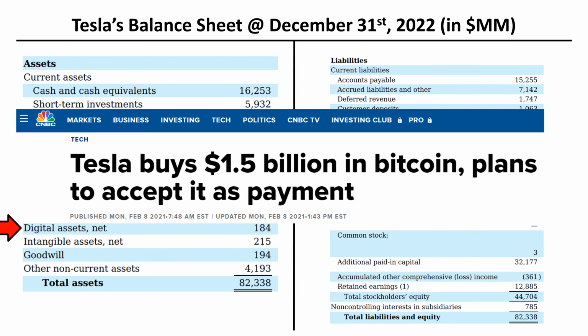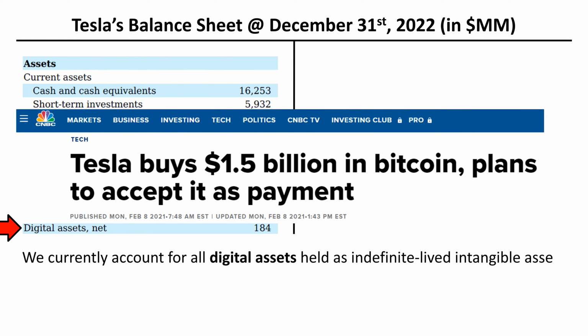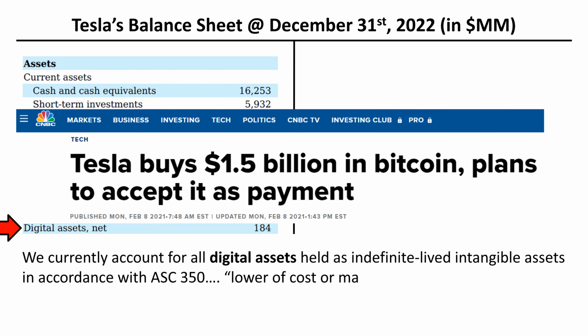So why are the remaining Bitcoins all the way down the balance sheet in non-current assets? Shouldn't they be in cash equivalents or short-term investments? The summary of significant accounting policies in the notes to the financial statements clarifies this. Tesla states, "We currently account for all digital assets held as indefinite-lived intangible assets in accordance with ASC 350." And this is done according to the lower of cost or market rule. You either value the Bitcoins at the price you bought them for, or if the current market price is lower, at the current price. If Bitcoin would go up in price, you don't realize that gain until you have sold.